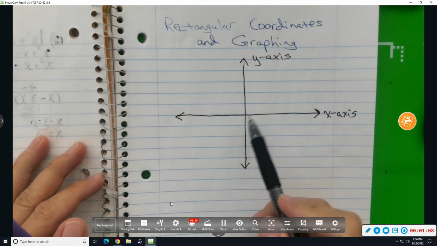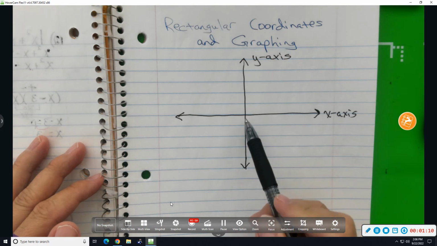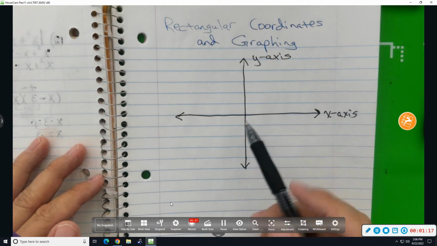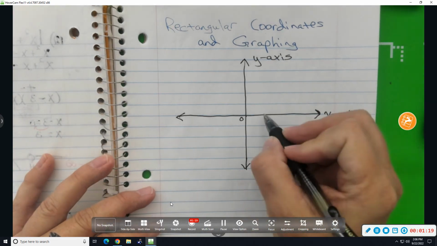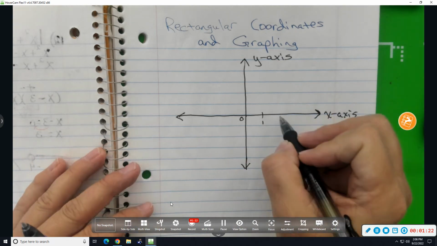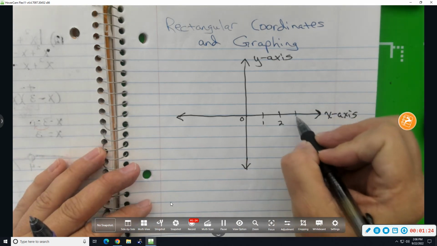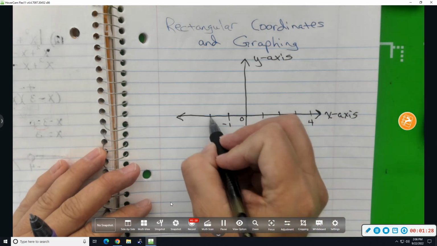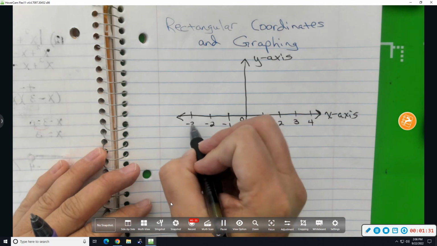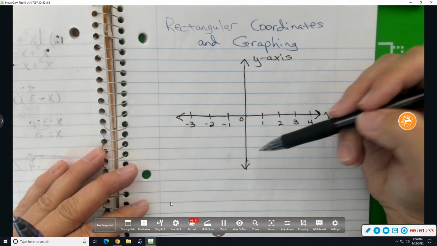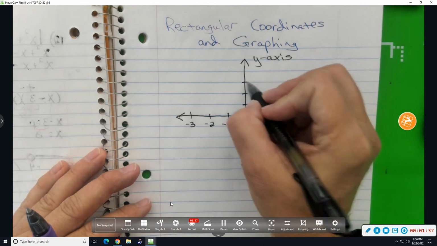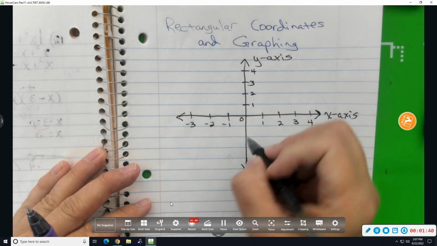And the point of intersection of these 2 number lines corresponds to 0. So that point right there in the middle, that's the number 0 on both number lines. To the right is positive. To the left is negative. And on the vertical number line, up is positive and down is negative.